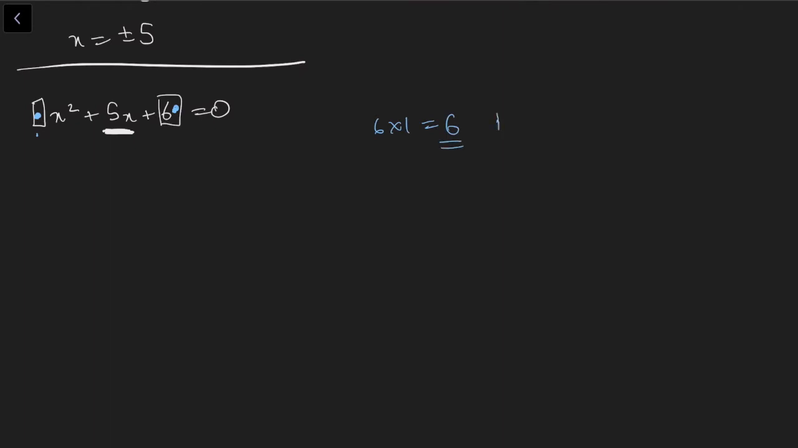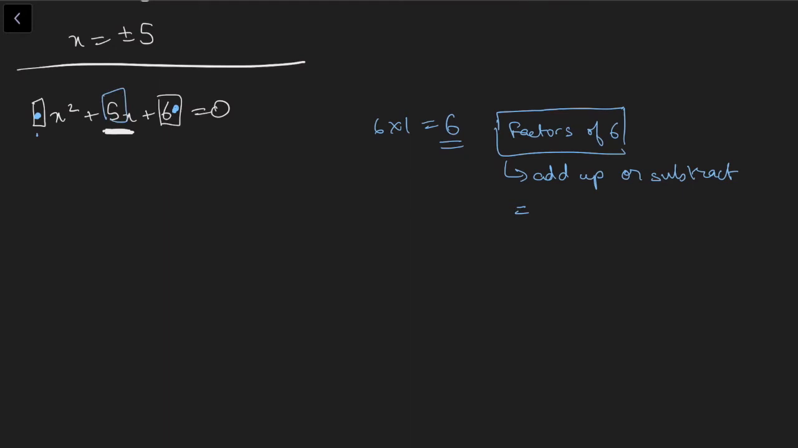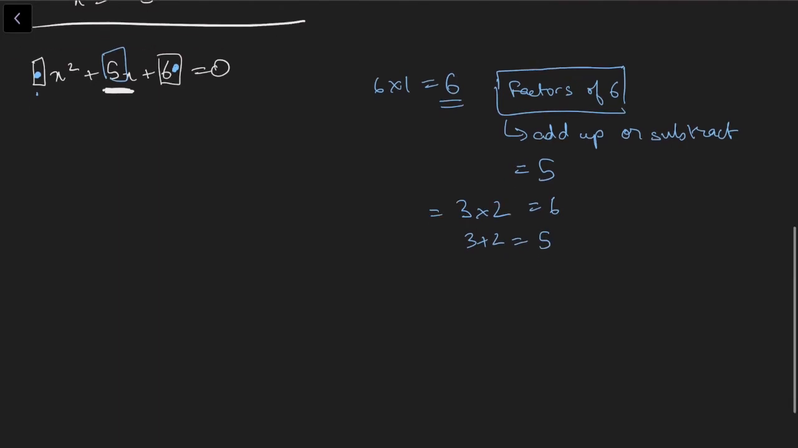And now we have to find the factors of 6 which will add up or subtract. When you subtract them, you can get the value as 5. Now the first thing that should come to your mind is 3 into 2, because 3 into 2 is equal to 6 and 3 plus 2 is equal to 5, and that's what we want. So we can split this term as x squared plus 3x plus 2x plus 6 is equal to 0.